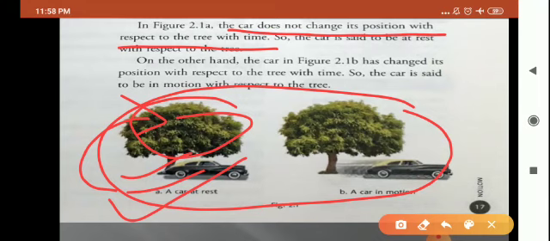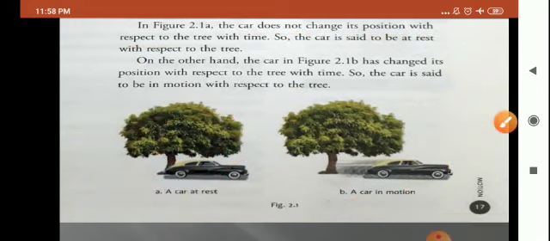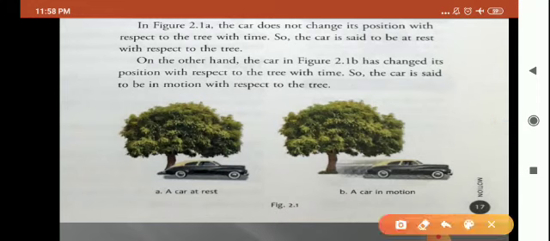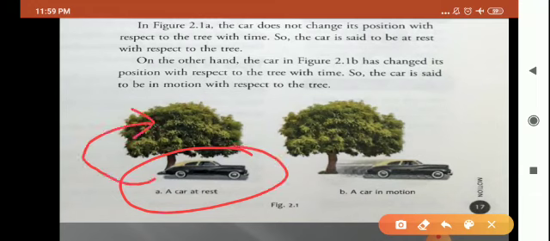On the other hand, in figure 2.1b, the car is changing its position with respect to the tree with time. So this car is in motion with respect to the tree. Here the example of both rest and motion is given to you. Just see this example, children. In this example, this car is not changing its position with respect to a fixed point with time. Time ke saath saath car ki position nahi change ho rahi hai with reference to a fixed point. So this car is at rest.